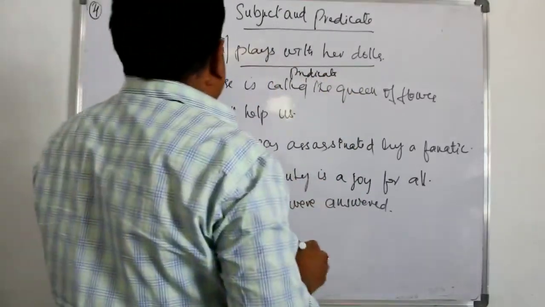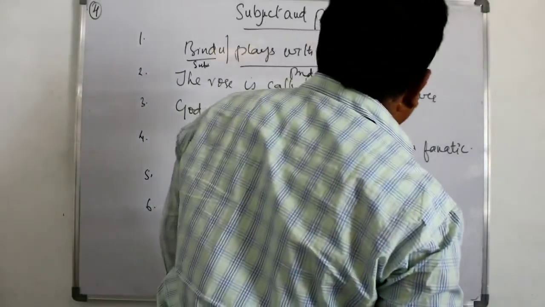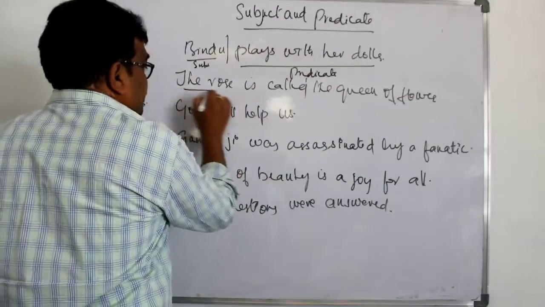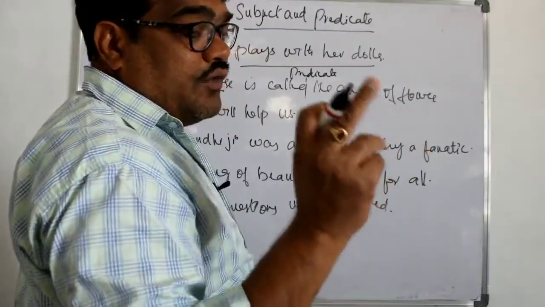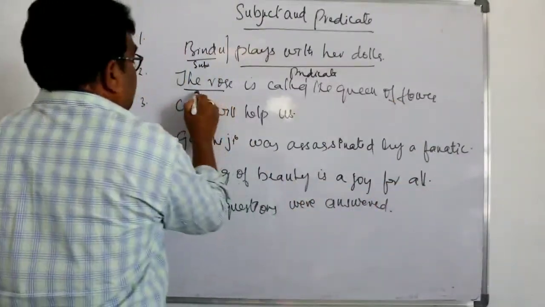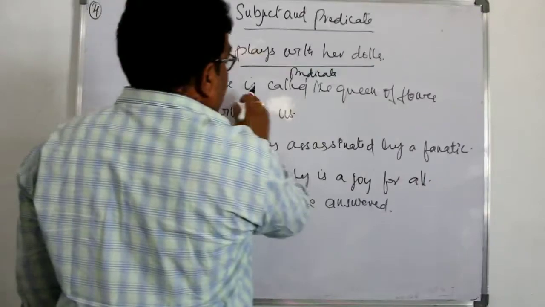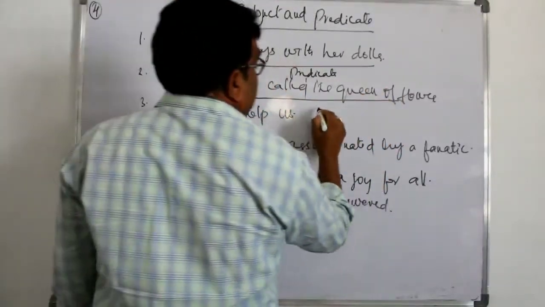Next, the rose is called the queen of flowers. The rose. I told you, the subject may be a word or a group of words. Here, up to the rose is the subject. If you exclude the subject, the remaining part from the verb up to the end is the predicate.